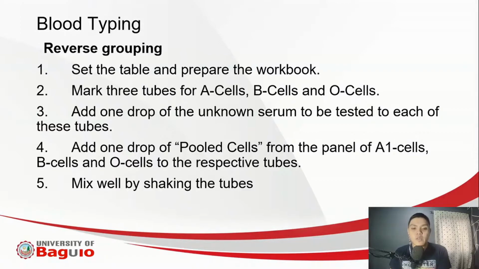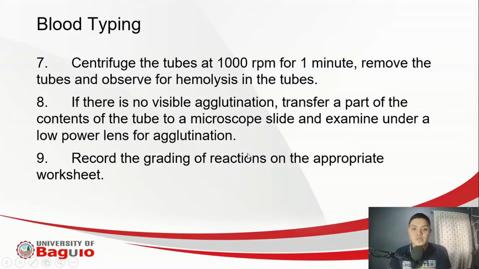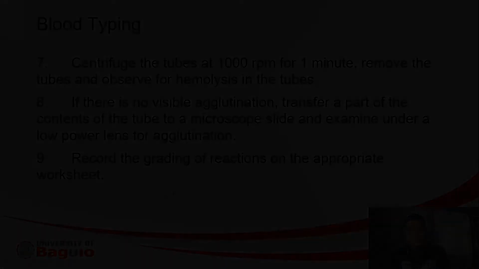After this, we will mix them well by shaking the tubes. After shaking the tubes, we will centrifuge them at 1000 RPM for 1 minute. And then after 1 minute, we will remove the tubes and observe for hemolysis. If there is no visible agglutination, we'll again observe them under the microscope using the low power objective for agglutination. After all these steps, we will record the grading for reactions on the appropriate worksheet.